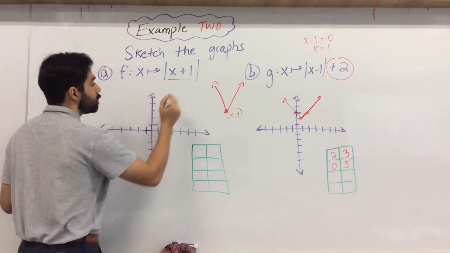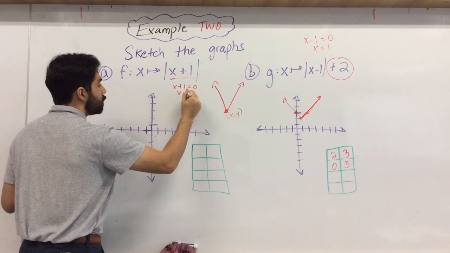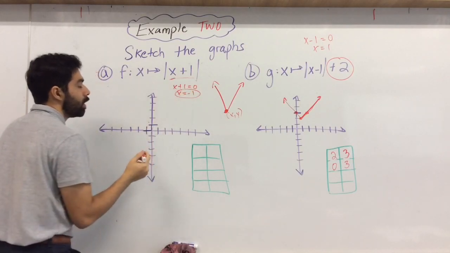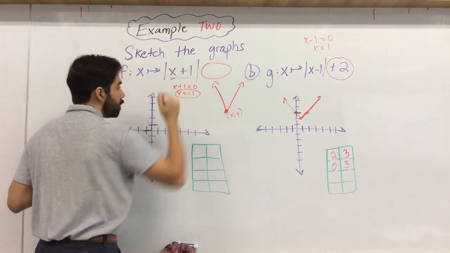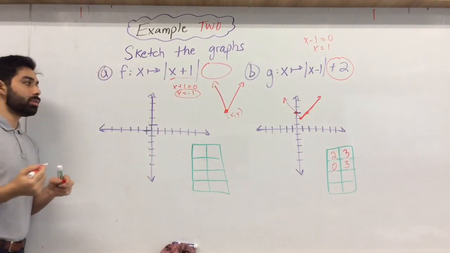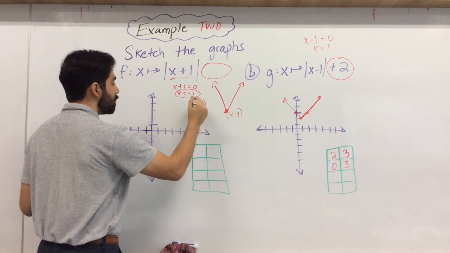Set this equal to 0. So x plus 1 equal to 0. You get x is equal to negative 1. Okay? To find your y portion of your vertex, well, there's nothing here. When there's nothing there, it's a 0. Y is 0. So I have negative 1, 0 as my vertex.